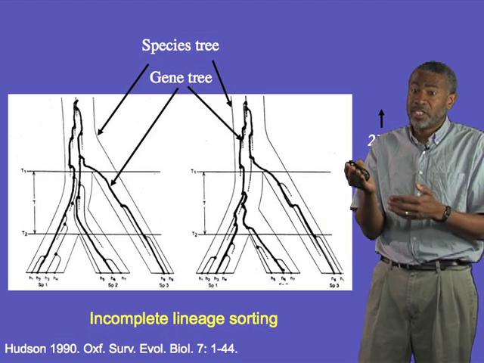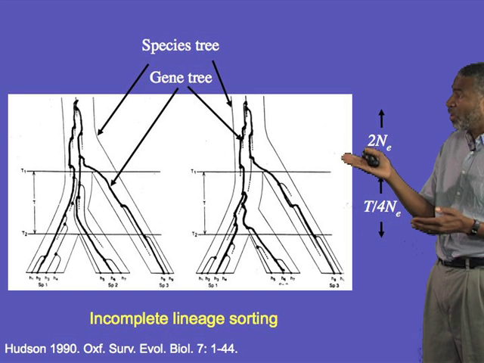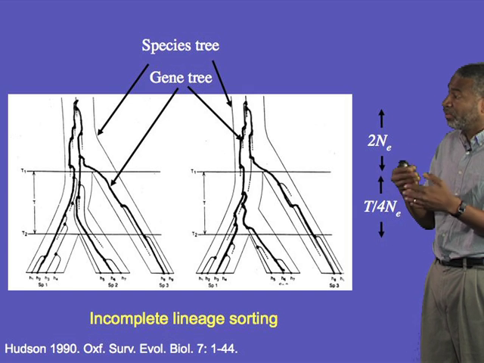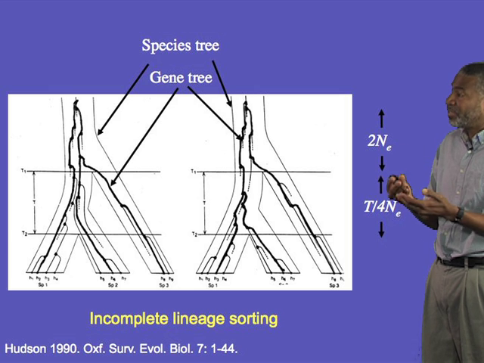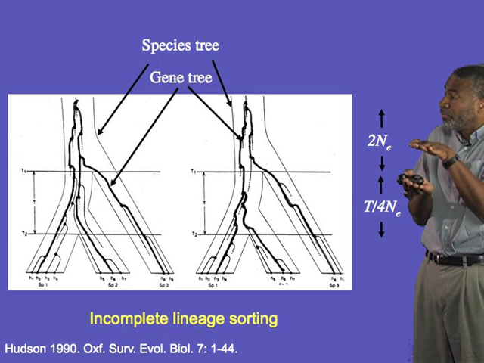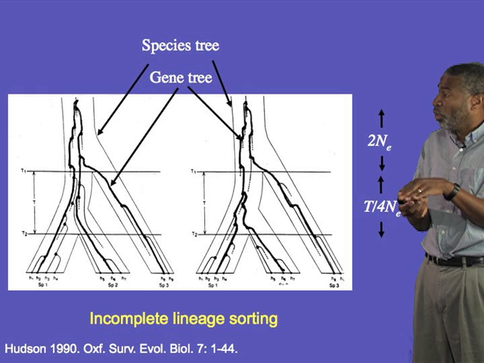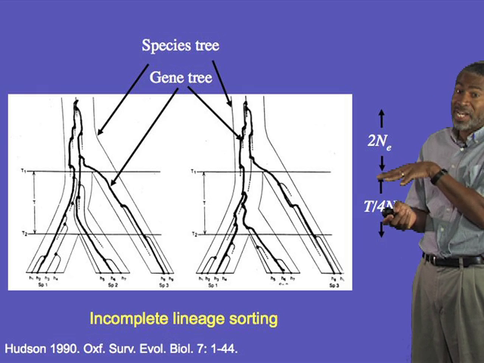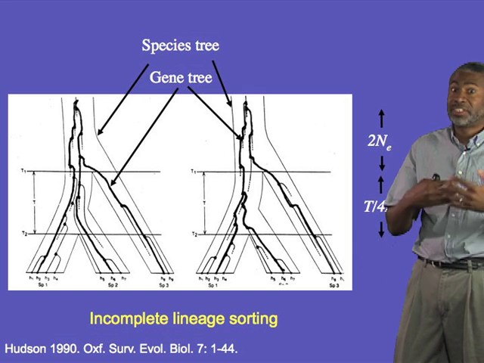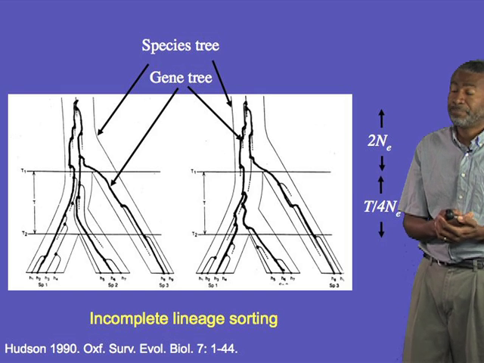You can see here these parameters on the far right showing twice the effective population size, and then also the time t divided by 4Ne. It turns out that if the interval between the speciation events is very, very short, on the order of or less than 4N generations, where N again is our effective population size, we're going to have a good likelihood of seeing this incomplete lineage sorting. The alleles will not have sorted out in time.